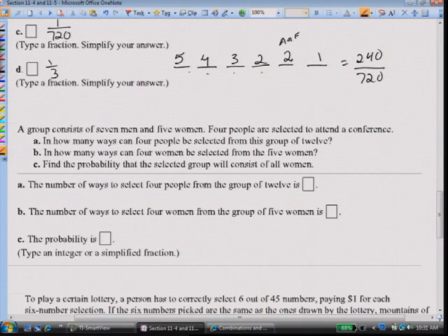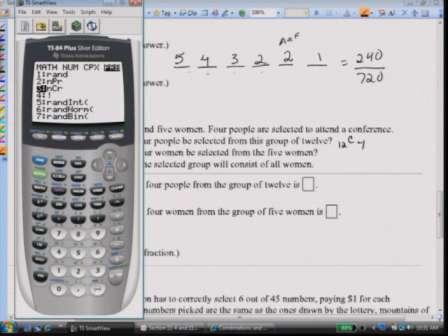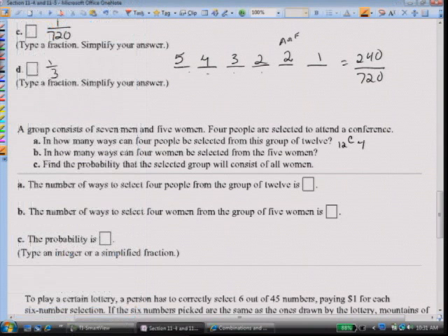So we want 12 choose 4. So you do 12, and then you do math, and then you go over to probability, and then down to combination, which is number 3, and then 4. So that's 495 different ways that you can select 4 people from the group of 12.